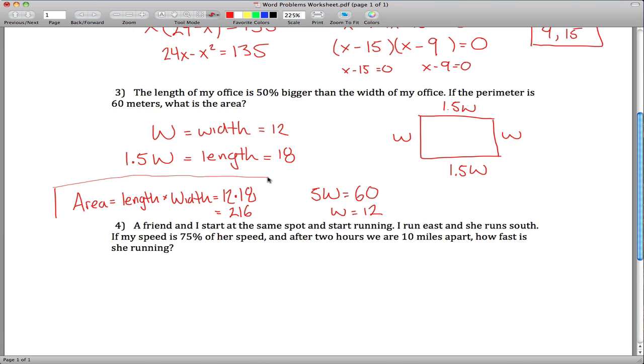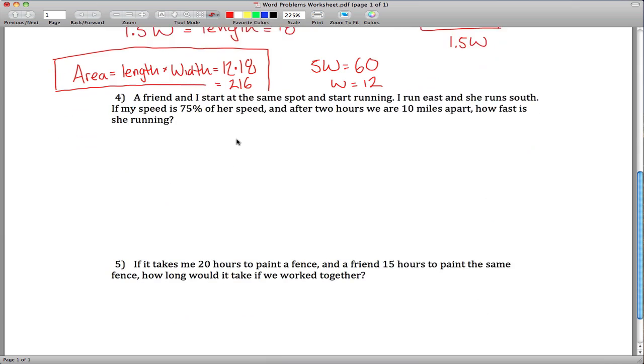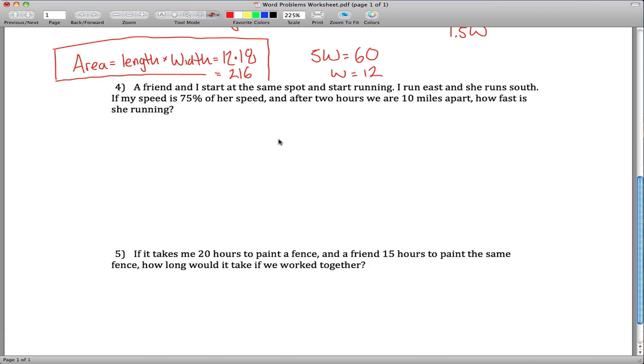I'm not too concerned with units, but if you really care, I guess that would be meters squared, because we're talking about meters here, but area is a square, length times width. All right, number 4. A friend and I start at the same spot. Maybe we start right there and start running.